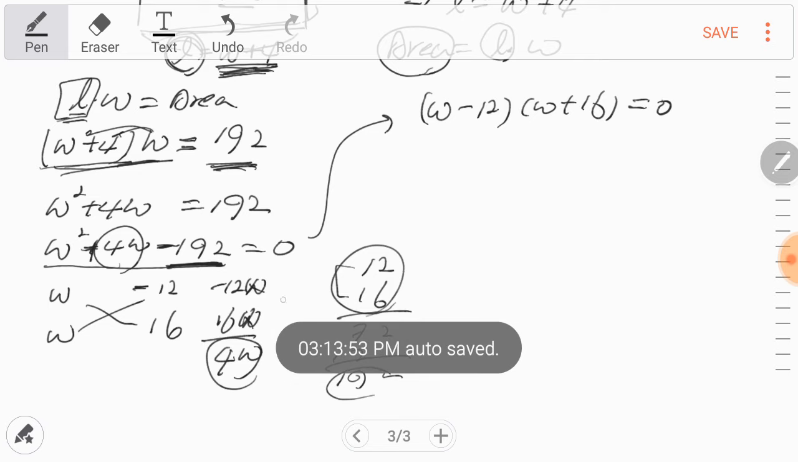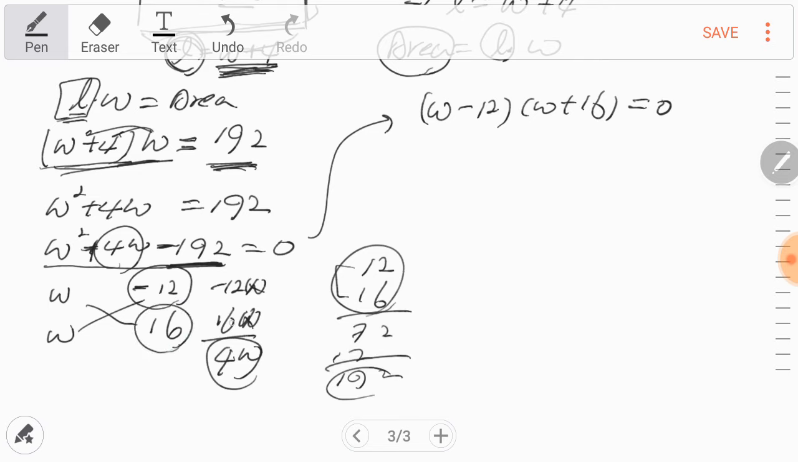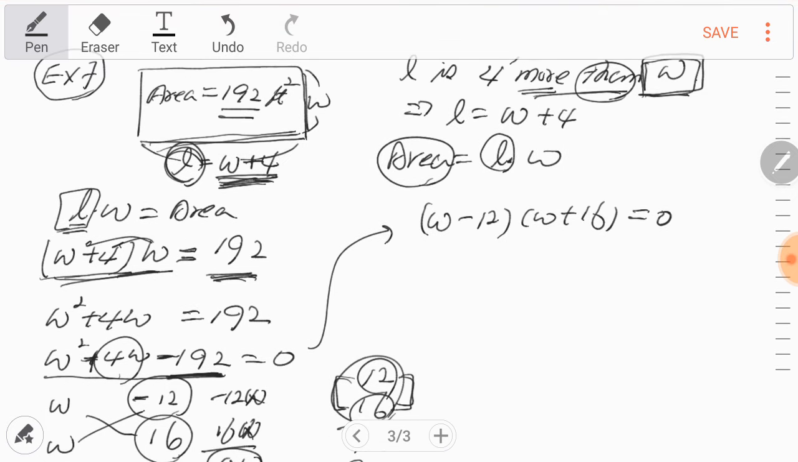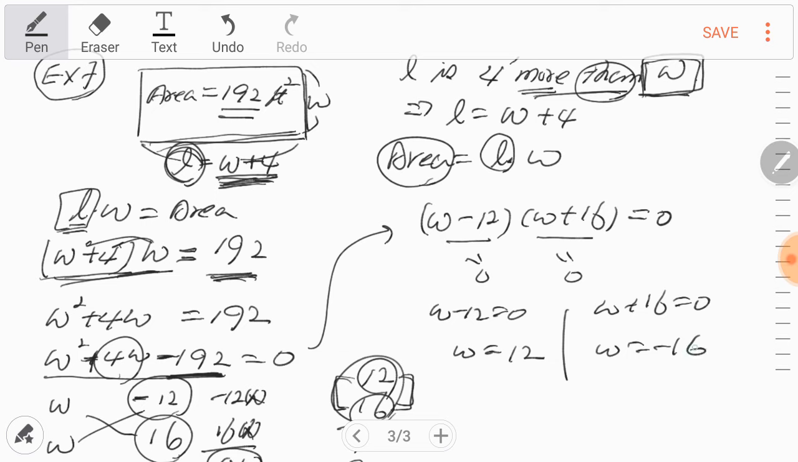Make sure we use negative 12 and 16, because the difference is 4. The other combinations do not have a difference of 4. Okay, so from here, set each factor to 0. W minus 12 is 0, so W equals 12. And W plus 16 is 0, then W is negative 16.